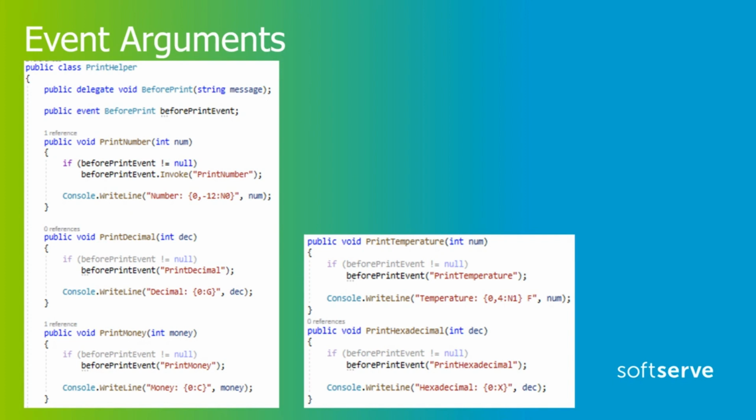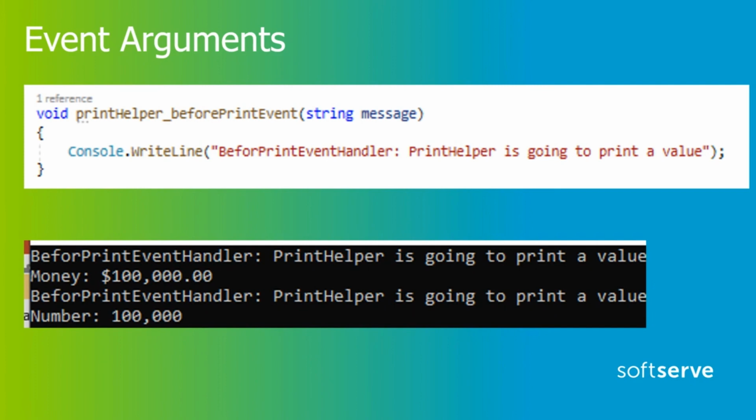Events can also pass data as an argument to their assigned event handler. The event passes the argument to the handler according to the delegate signature. In our example, PrintHelper declares the delegate BeforePrint, which is called before printing, or any other printing method. In the example, the Number class has a PrintHelper BeforePrint event handler with a string parameter. Now the subscriber class must have an event handler that has a string parameter.